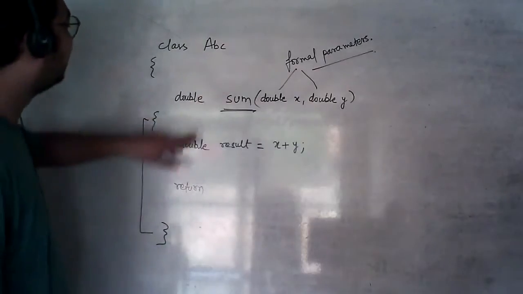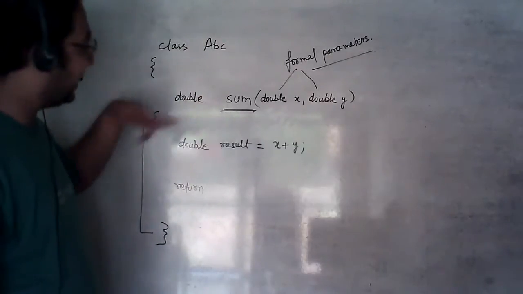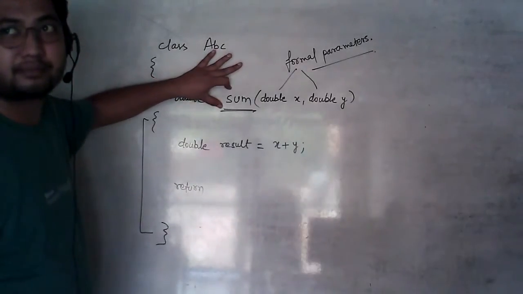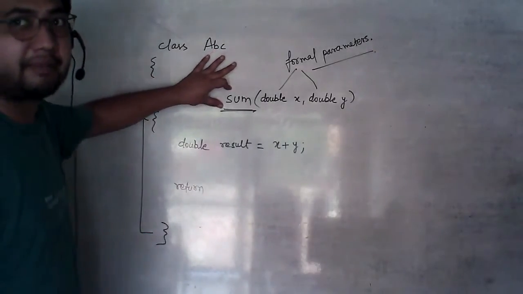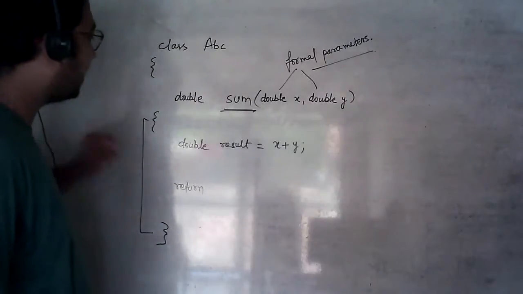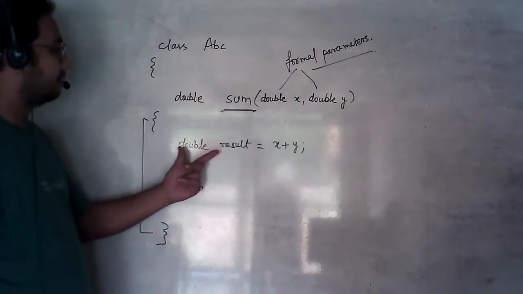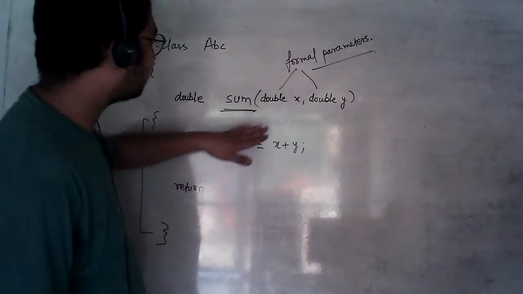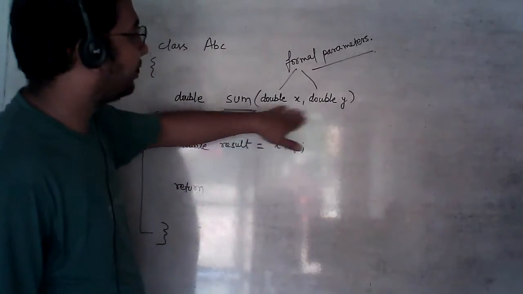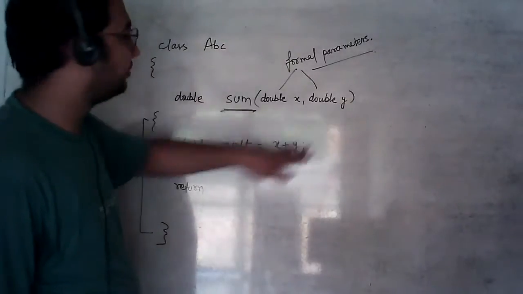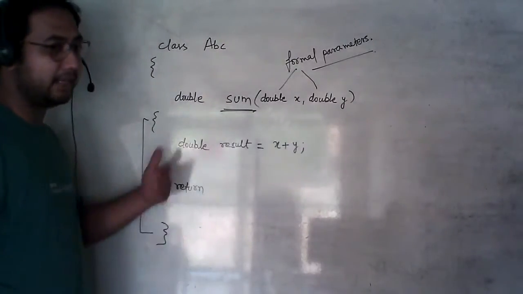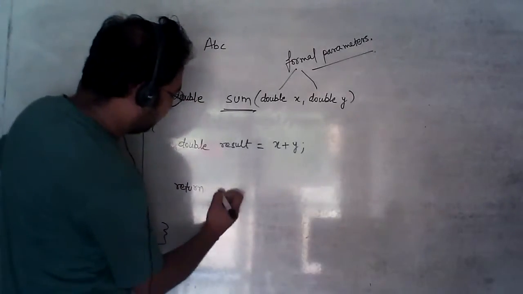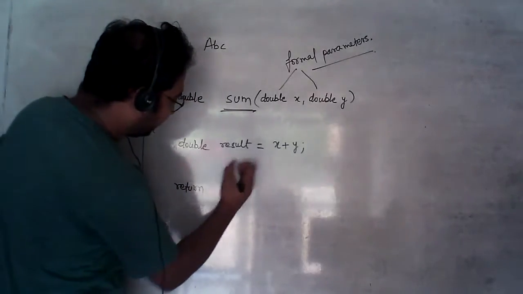Understood? So I have declared this function. I have made this function. This function name is sum. I have kept this name. Now, what I'm doing inside this function is, two parameters I have passed. It's my choice, either I pass or I don't pass. Thereafter I will return this result.